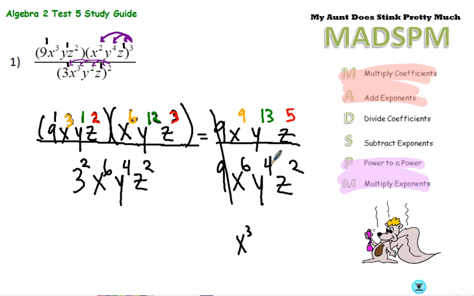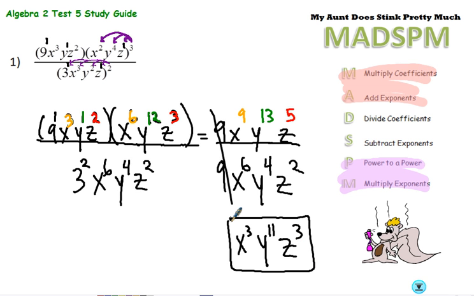So 13 minus 4, which would be y11. And then 5 minus 2, which would be z3. Right. All right, so if you made a mistake on that somewhere, hopefully you were able to catch your mistake and come up with the right answer there.